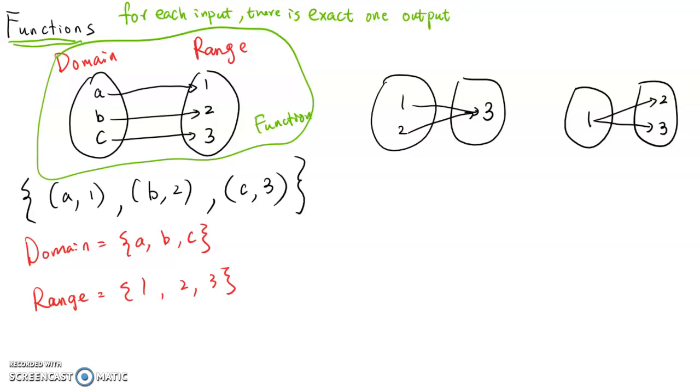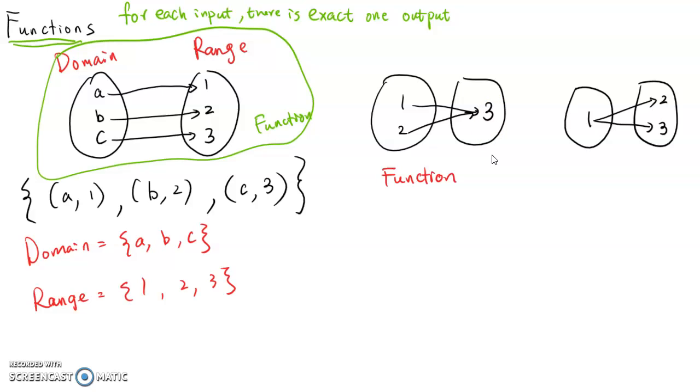So here we have two more relations. We want to decide if each one of them is a function. So let's look at the second. Does it define a function? Well, we want to see for each input if there's exactly one output. So for the input of 1, there's one output, which is 3. For the input of 2, there's only one output, which is 3. So yes, this is a function.